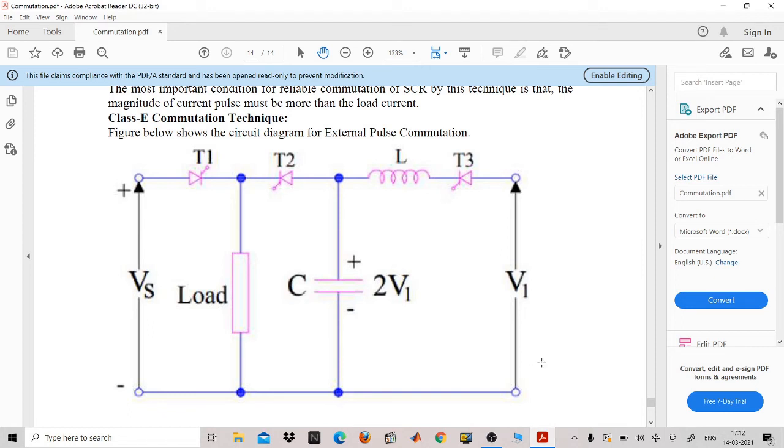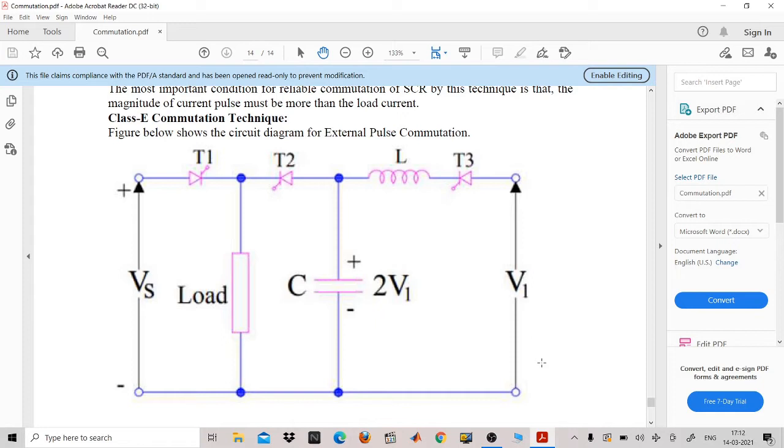So today we will try to understand the commutation of the SCR. You know that the SCR is a semi-controlled device. It can be easily turned on by applying a positive gate pulse at the gate terminal. But if you want to turn off your SCR, then you have only two options in front of you. First option is you will have to apply a reverse voltage across the anode to the cathode terminal, and second, you will have to make the anode current below the holding current value. So in any of these two options you will turn off your SCR.